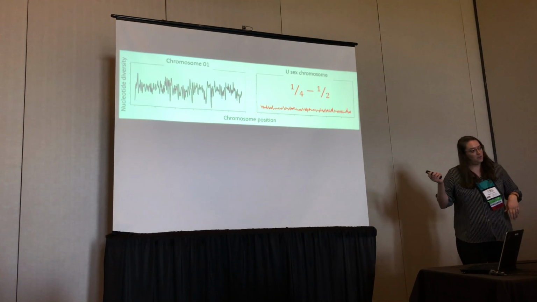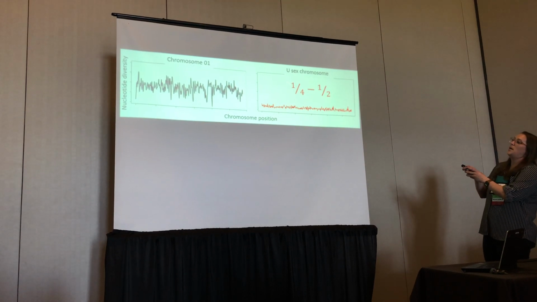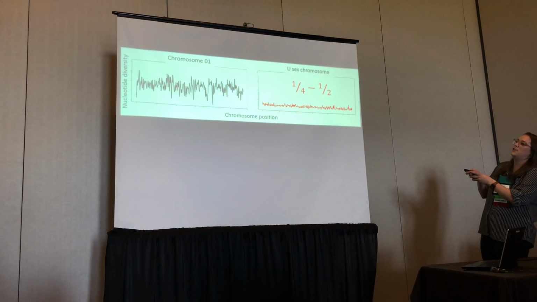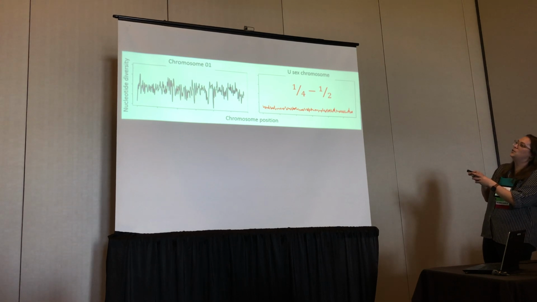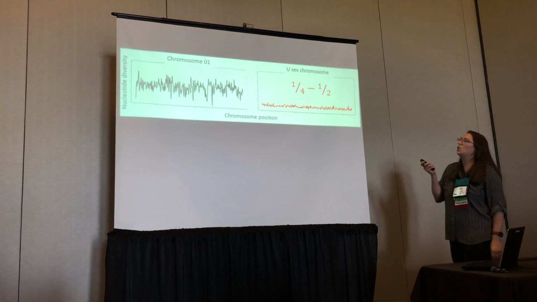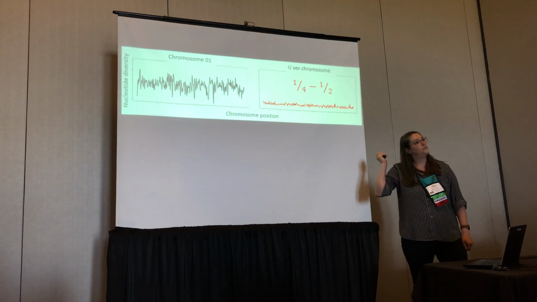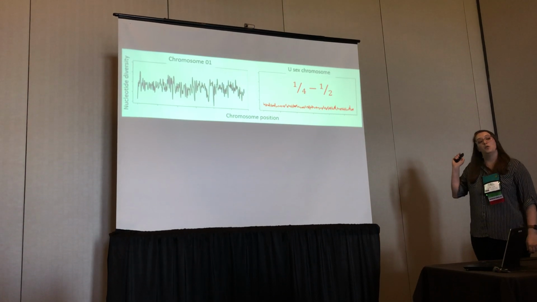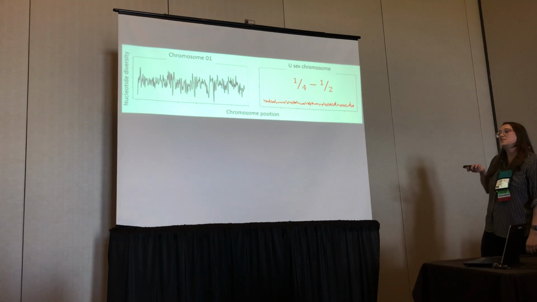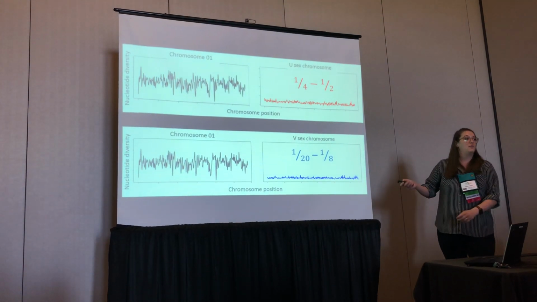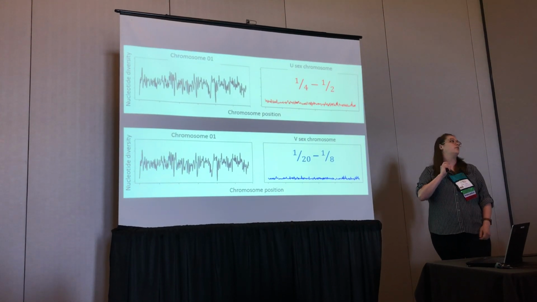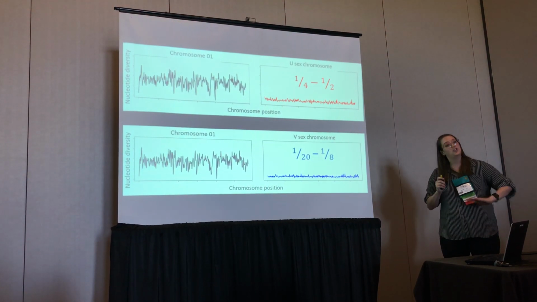So this is now the U sex chromosome. Compared to the diversity of the autosomal chromosome 1 here, U sex chromosomes typically have anywhere between 1/4 to 1/2 the level of nucleotide diversity of an autosome. When we look at the V sex chromosome, which is the male sex chromosome, it's anywhere from about 1/20th to 1/8 of the autosomal diversity. So they are much, much lower.